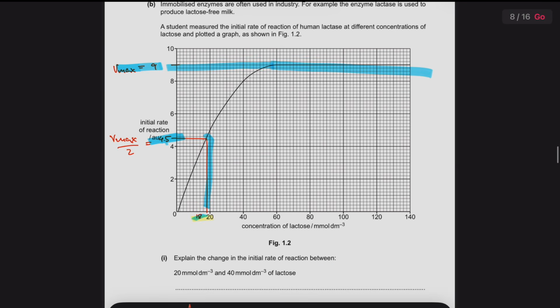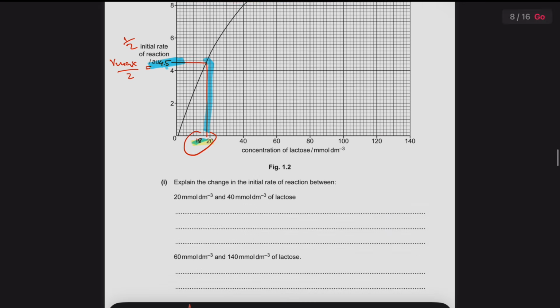1 mark is for showing the Vmax. 1 mark is showing half the Vmax, or half the rate. And 1 mark is for producing the answer of 18.